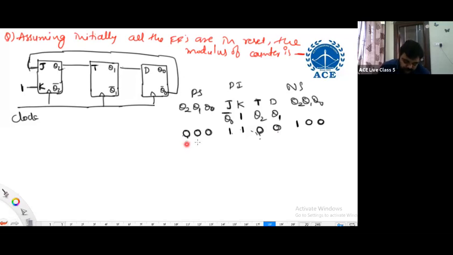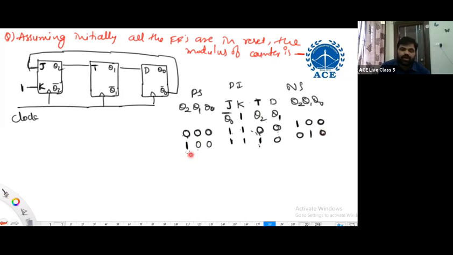Now, in the next clock cycle, 100 becomes the present state. Let me derive inputs based on 100 state. Q naught bar, 0 bar is 1, K is 1. T is Q2 which is 1, and D is Q1 which is 0. Am I right? JK 11, then complementing Q2. 1 complement is 0. T flip-flop, T input is 1, so next state of Q1 is complement of present. Presently 0, next is 1. D flip-flop, D input is 0, next state is 0.